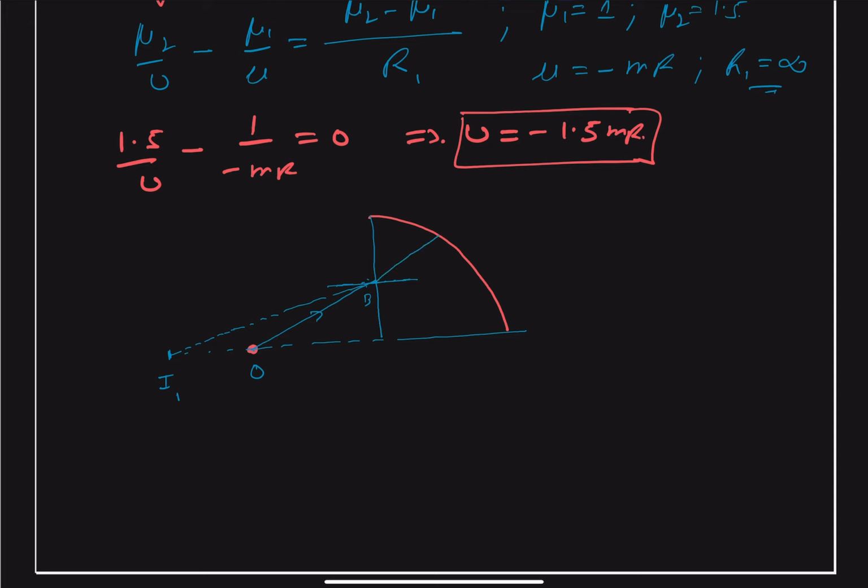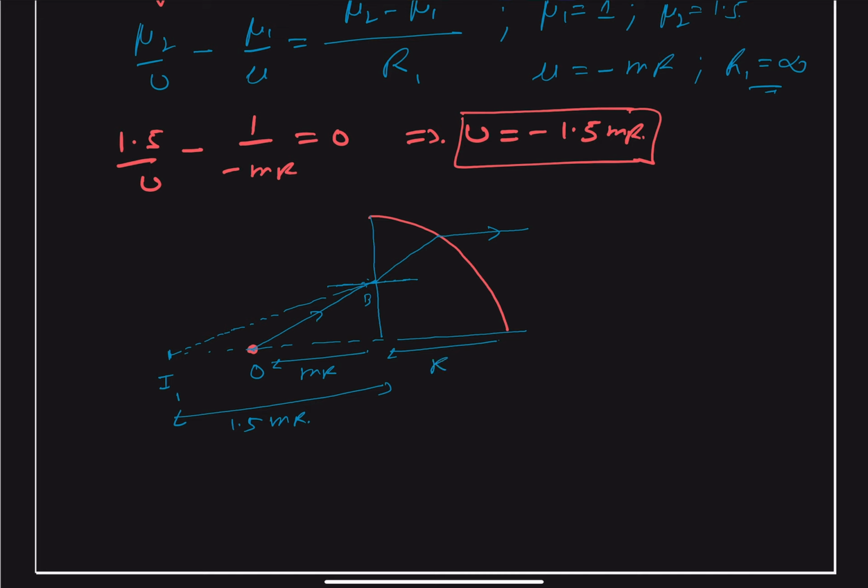And from here, the ray is supposed to travel parallel in this way. So we found out that this distance is 1.5 times mr. And for the object, we have the distance of mr, and the radius is given as r.